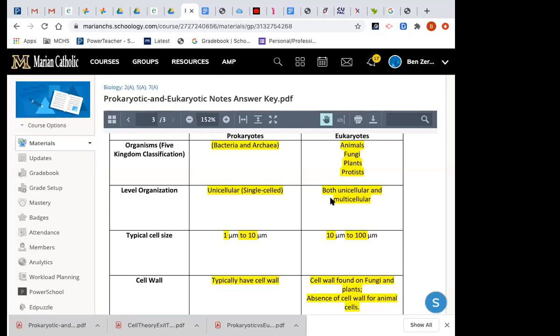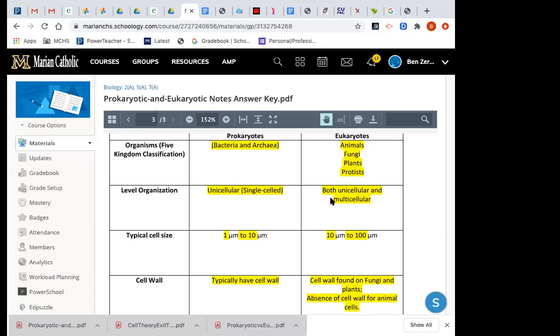So their size is also different. So this U looking M, that's called a micrometer. Okay? Now, bacteria are 1 to 10 of those long. Okay? Eukaryotes are 10 to 100. Now, of course, these are generalizations. Okay? These aren't exact measurements, but they give you an idea just of their relative size. Okay?